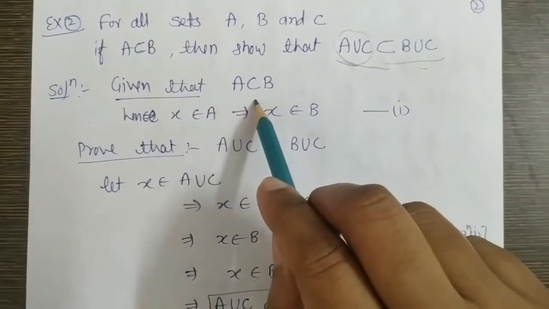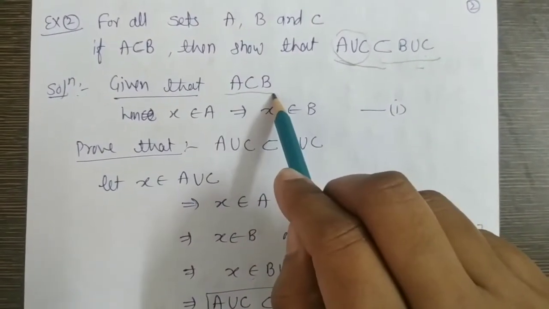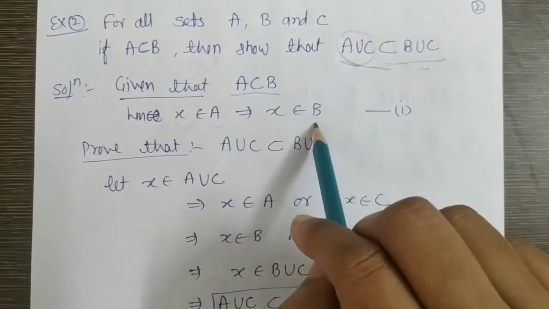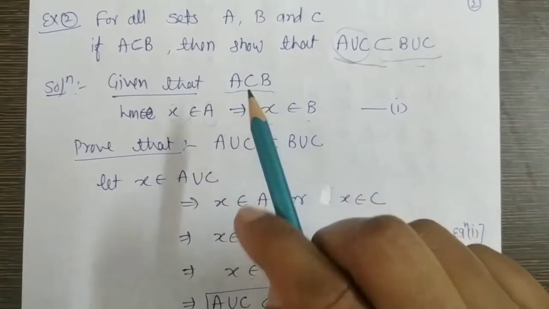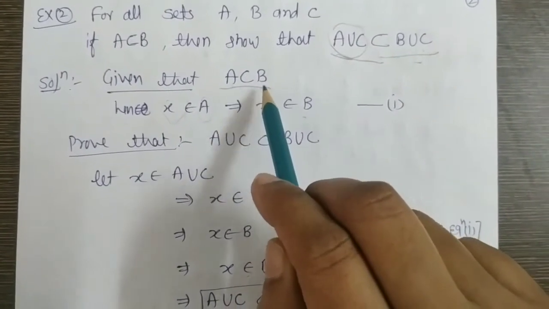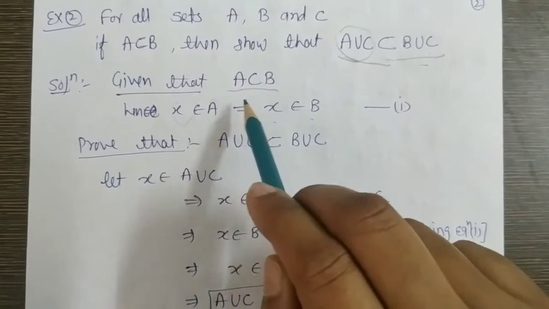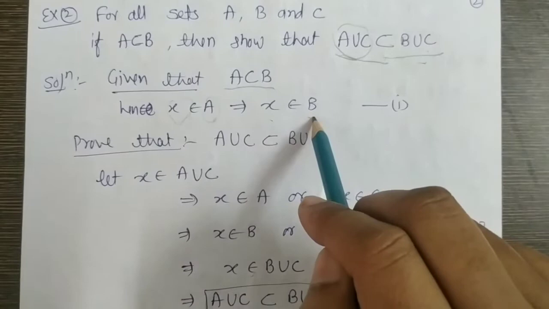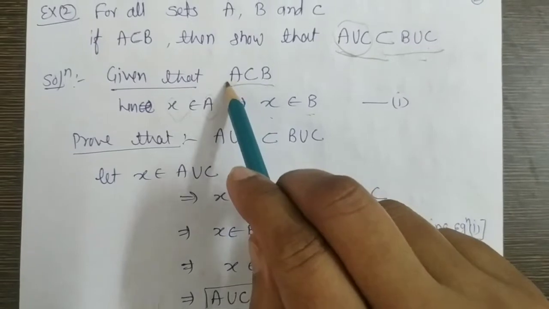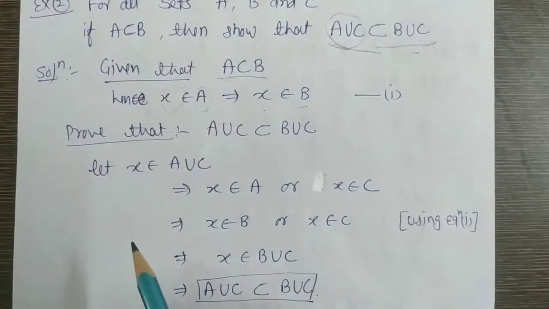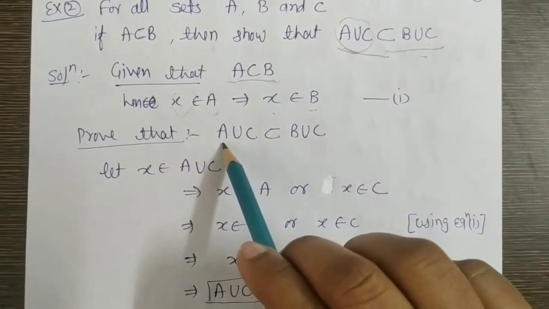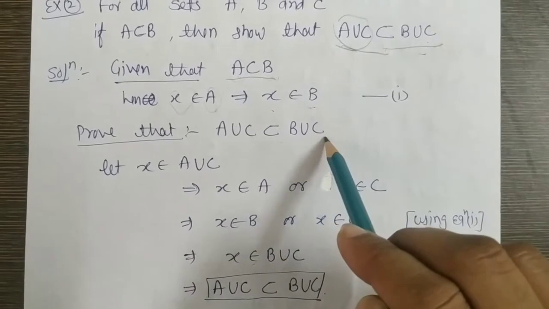Given that A is a subset of B, what is the meaning of this? It means every element of A is an element of B. We simply say that A is created with elements of B. Hence, X belongs to A simply means that X belongs to B, because A is a subset of B. That is the definition of subset. We need to prove A union C is a subset of B union C.